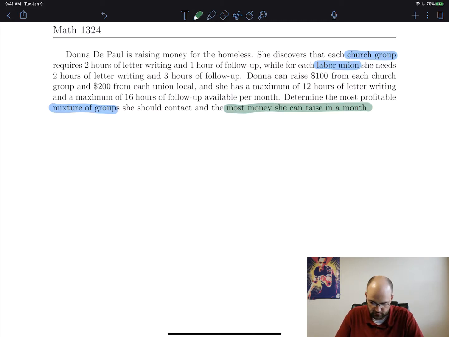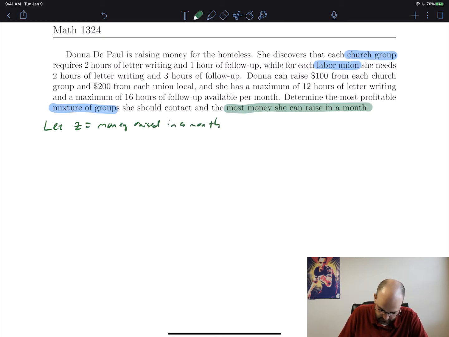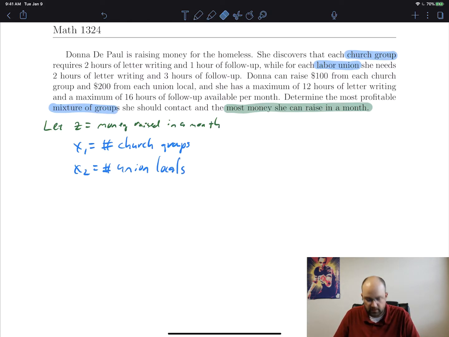That's the objective. So here, I'm going to let Z equal the money raised in a month. And I'm also going to let X1 equal the number of church groups, and X2 will be the number of union locals. And that's defining our variables for us.